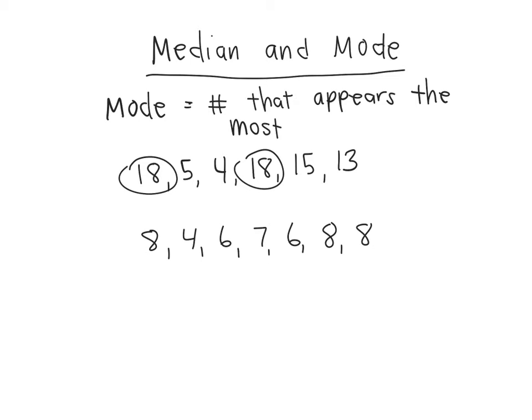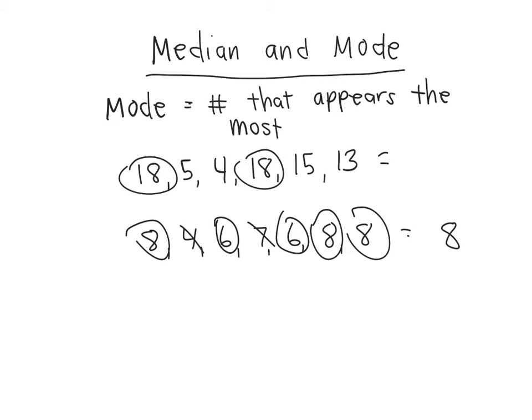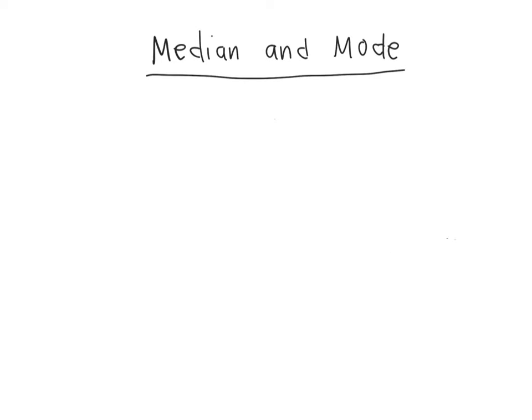Okay, so for the second set of numbers, which number appears the most? Well, I only have one 4 and one 7. I have two 6s, but then I have three 8s. So the mode here would be 8. So again, the mode is just the number that appears the most in a set of numbers, the one that they have the most of. Okay, you're not going to add, you're not going to subtract, you're just going to count. Which number do you see the most times?